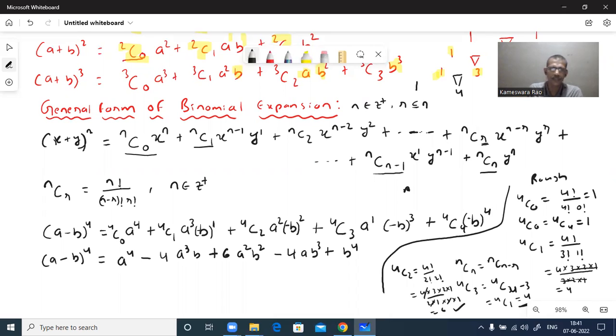Using binomial coefficients, not only for A minus B, but other expressions like x minus 2y whole square or any binomial expansion, we can use this formula to expand and find the terms. Hope this section is useful.